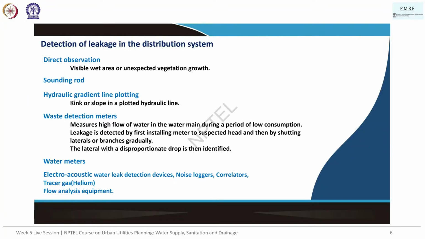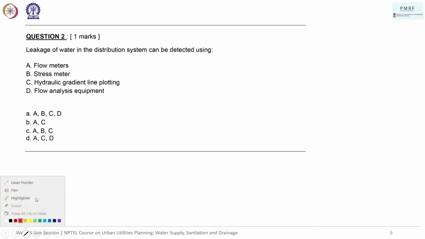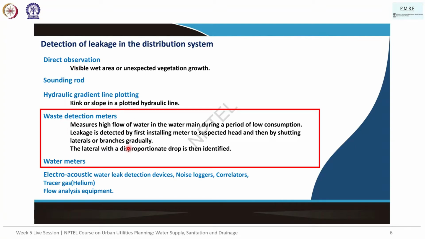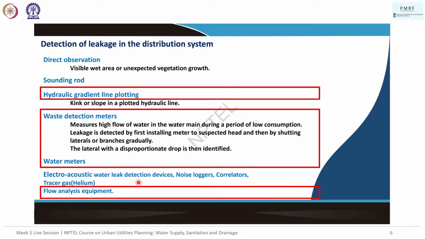So first of all, this is the slide from the lecture on detection of leakage in the distribution system. We can see how essentially this first option, flow meters, is basically the use of some kind of water meter to detect waste. If you remember from the lecture, we'll be looking at high flow of water in a period of low consumption, which means there is some kind of leakage happening. We also see hydraulic gradient line plotting, where the hydraulic line will dip in certain areas where there is a leak, where it shouldn't be dipping. And we'll also have flow analysis equipment, very similar to where you detect flow differences. However, the one option that's not there is stress meter.